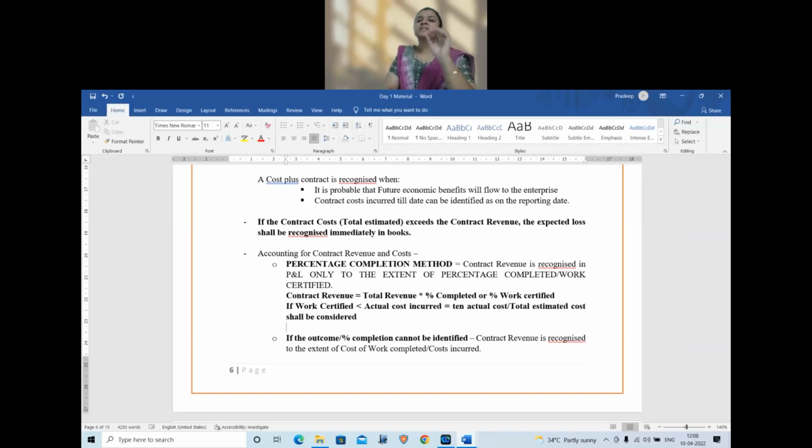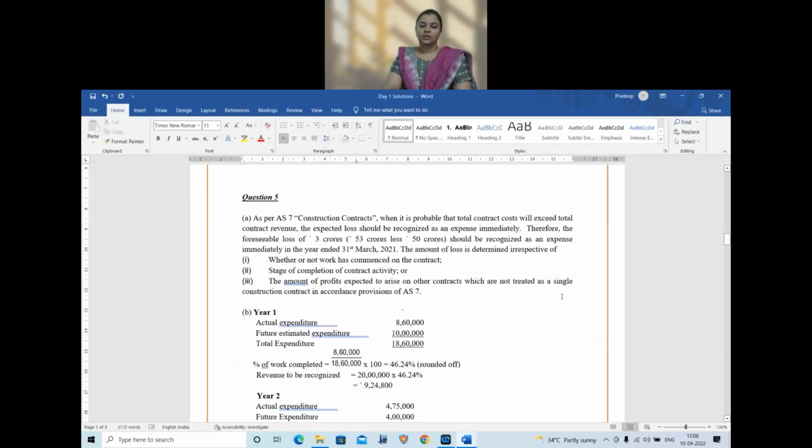See, the reason is very simple. It is a matching concept. You have spent 8,60,000, so proportionate revenue we need to recognize. That is why we are going by this rule. If work certified is less, then go by the extent of actual cost incurred. So your answer for year 1 will be 9,24,800. Please make a note. You can take down for year 1. Any doubts for year 1?